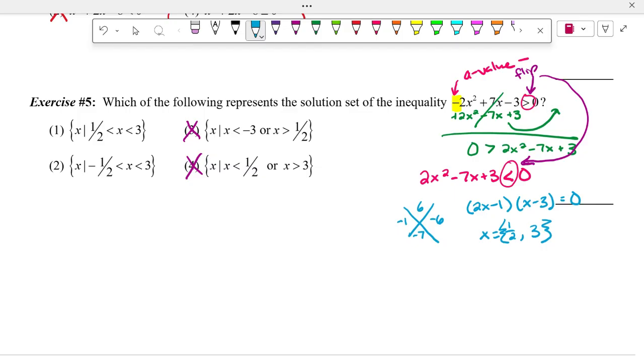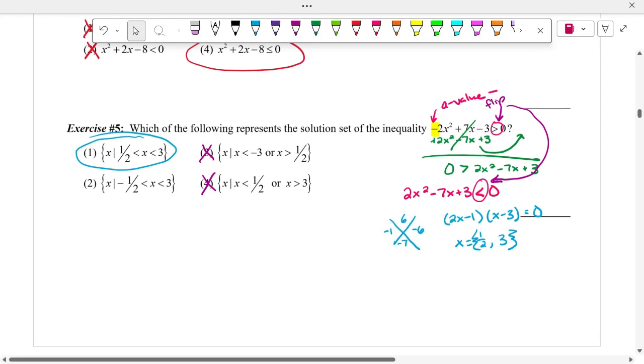So, since I have 1/2 and 3, that automatically can give me my answer without even having to figure out numbers in between them. What's my answer? 1. So guys, that's the example of when your inequality flips. If your A value is negative, your inequality is going to end up flipping. All right. Any questions on that?